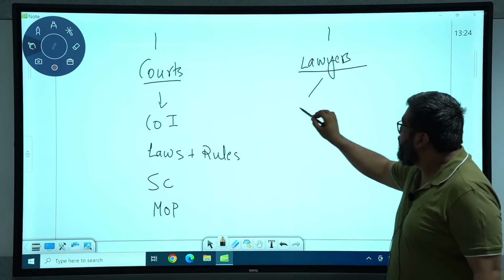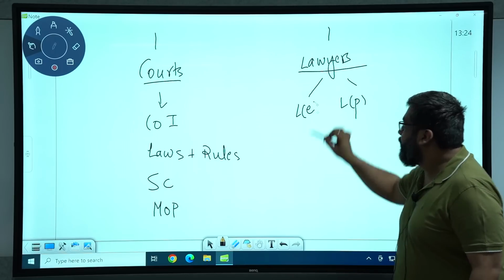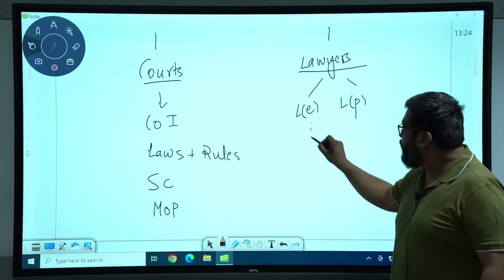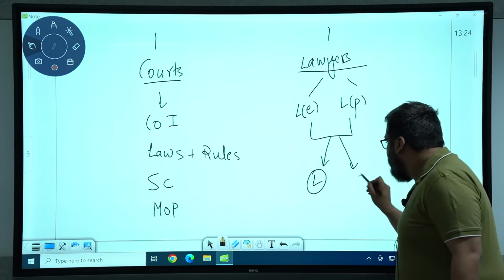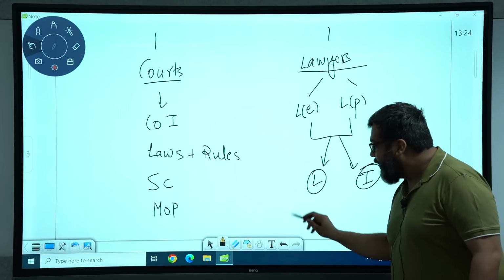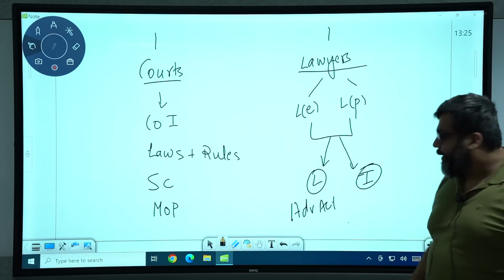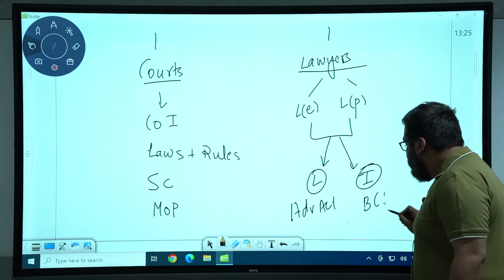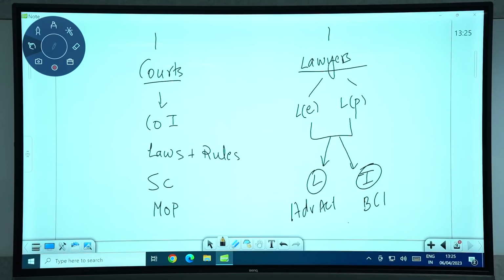Now this means legal education and the legal profession. And both of this is governed by one law and one institution. The Advocates Act is the law, and the institution is called the Bar Council of India.